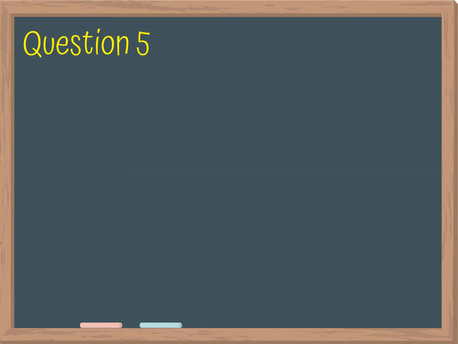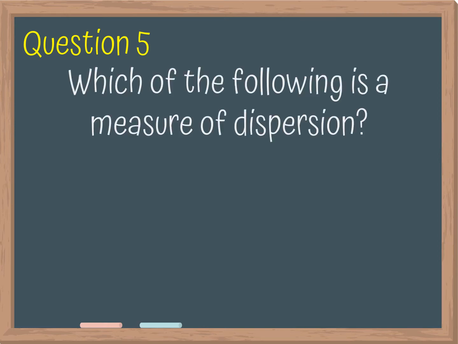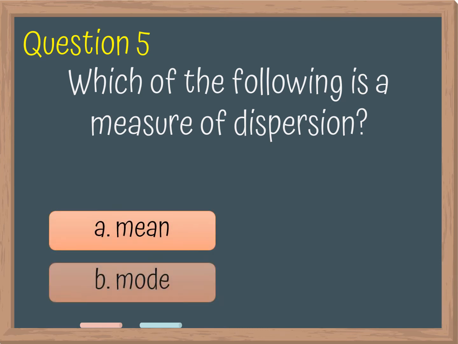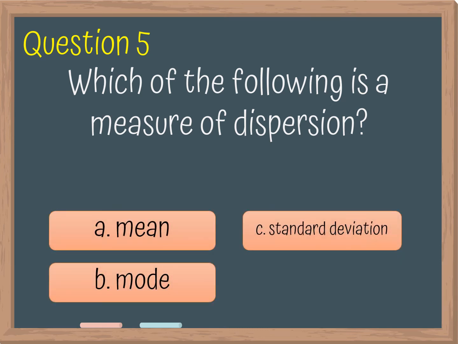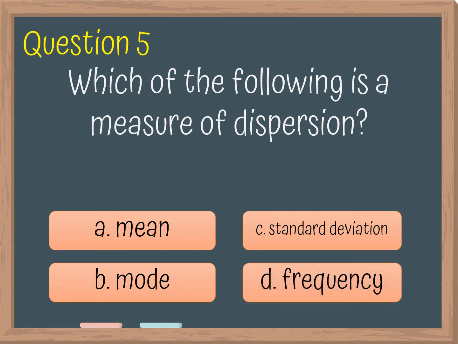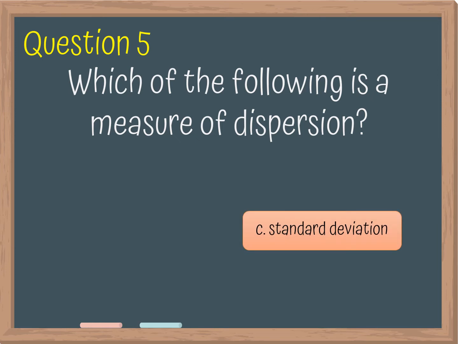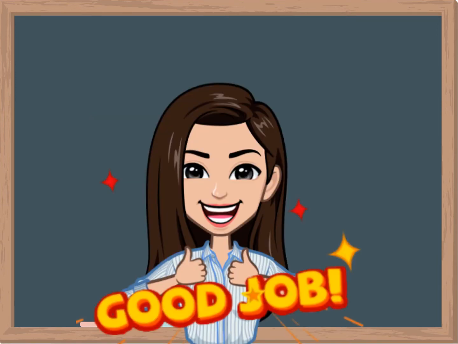Fifth and last question. Which of the following is a measure of dispersion? A. Mean. B. Mode. C. Standard deviation. Or D. Frequency. 5 seconds. Go. Time is up. The correct answer is C. Standard deviation. Good job. What's your score? I hope through the short review, you were able to recall important concepts on statistics.